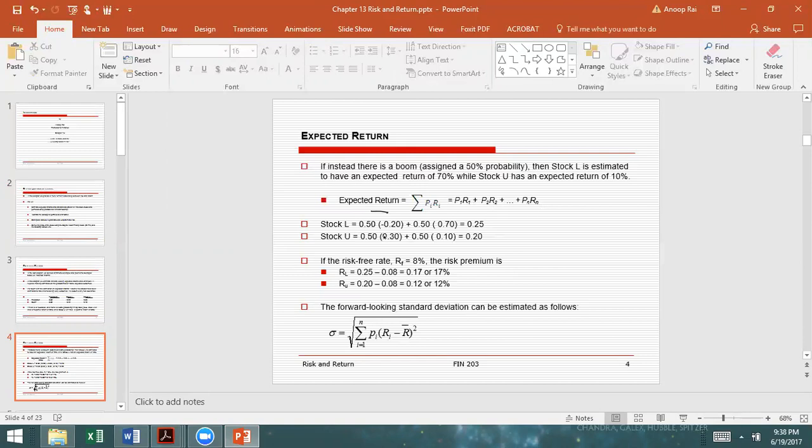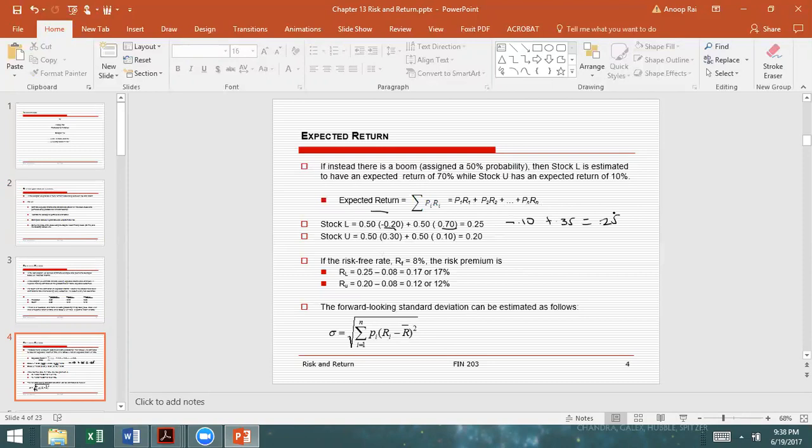In our stock example, stock L, if you recall, was the one that had a minus 20% and a plus 70%. And we gave it a 50% probability. So 0.50 times minus 0.20 is equal to minus 0.10. 0.50 times 0.70 is plus 0.35. So that equals 0.25.